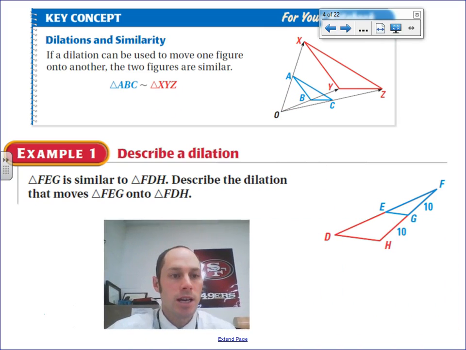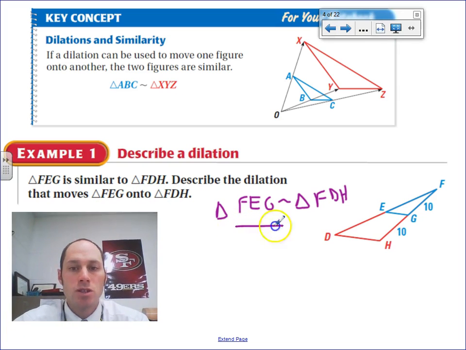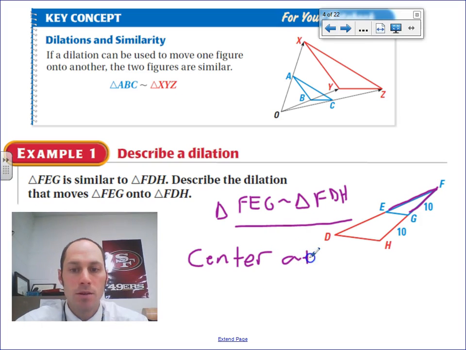Let's describe this dilation here. FEG is similar to FDH. Describe the dilation that moves triangle FEG onto triangle FDH. The center of dilation, notice that's where it's dilating from, would be at point F because it's extending out from there. And the scale factor, remember, compare. F to G is 10, and G to H is 10. So total length gets doubled.